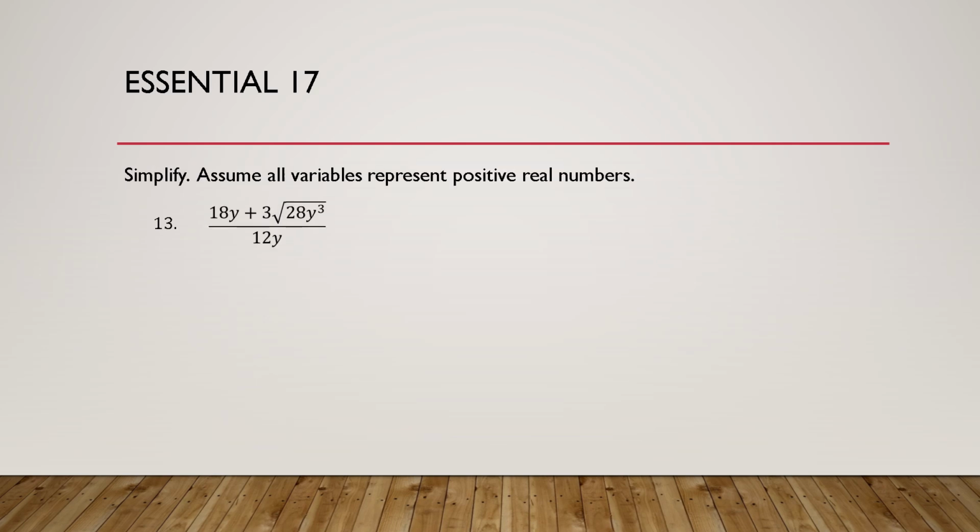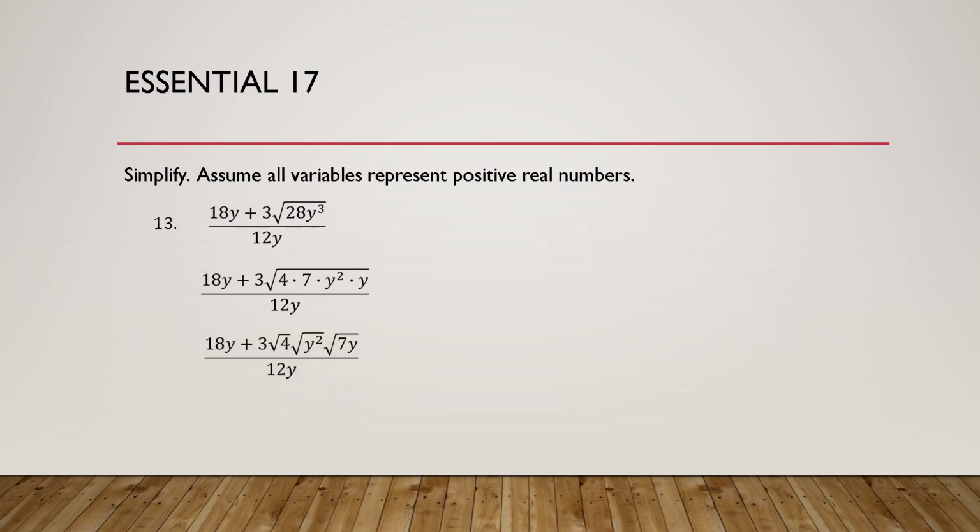Simplify. Assume all variables represent positive real numbers. 18y plus 3 times the square root of 28y cubed over 12y. Here we first work inside the radical. 28 is 4 times 7, and y cubed can be expressed as y squared times y. We know that the product of two numbers inside the radical is equal to the product of the separated radicals, so we can separate each one.